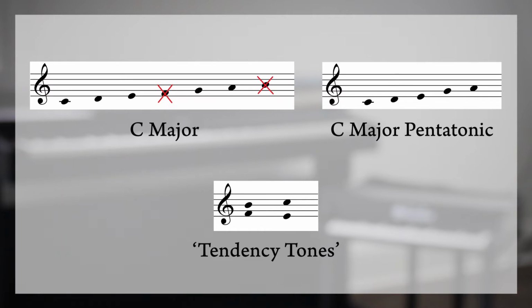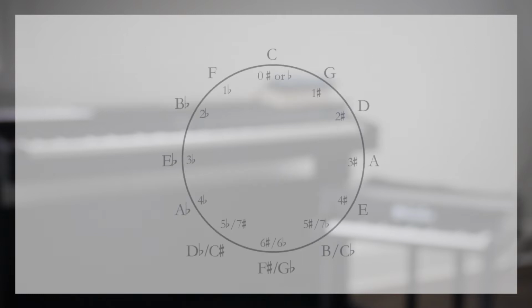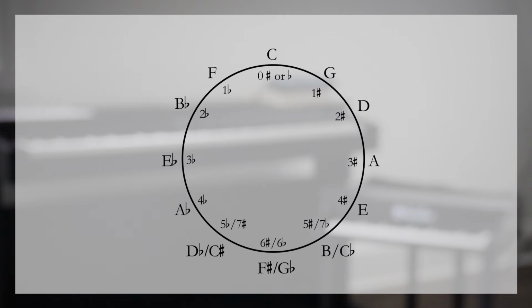By removing these two tendency tones, we are taking away the dissonance from the pentatonic scale, making it extra consonant. Another way of explaining the consonant quality of the pentatonic scale is by looking at how it could have been derived in the first place.